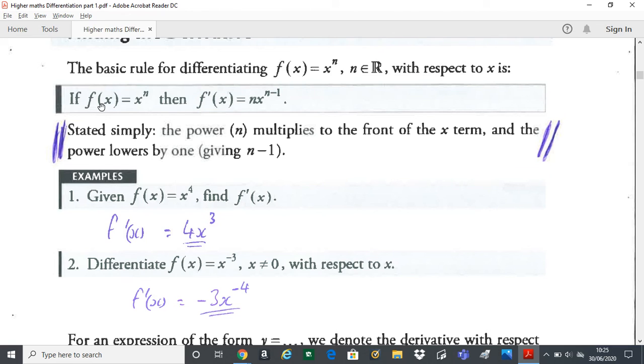And the notation we would use would be f of x equals x to the n for our starting point, and then once we've differentiated, we would use f dashed of x equals nx to the n minus 1, or if f of x equals x cubed, f dashed of x equals 3x squared. So stated simply, the power n multiplies to the front of the x term, and the power lowers by 1, which is where that n minus 1 comes from.